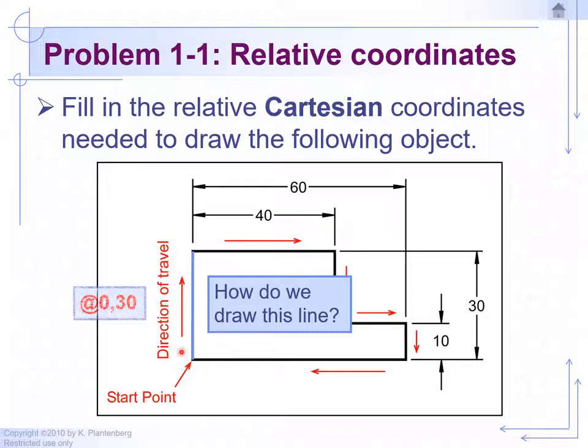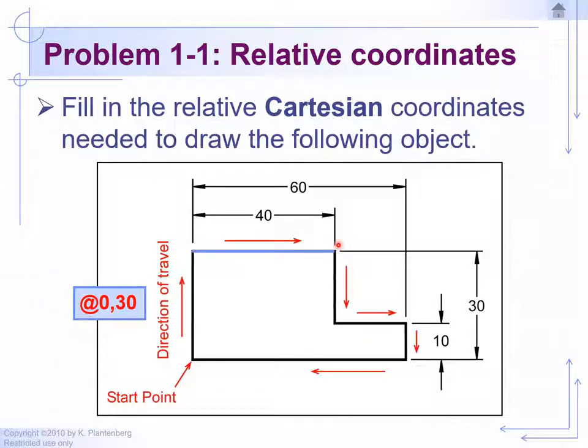So we're going to type in @, so that tells AutoCAD with respect to our last point, which is the first point here, the starting point. 0, so we went 0 in the horizontal and 30 in the vertical. Enter and move on to the next line.